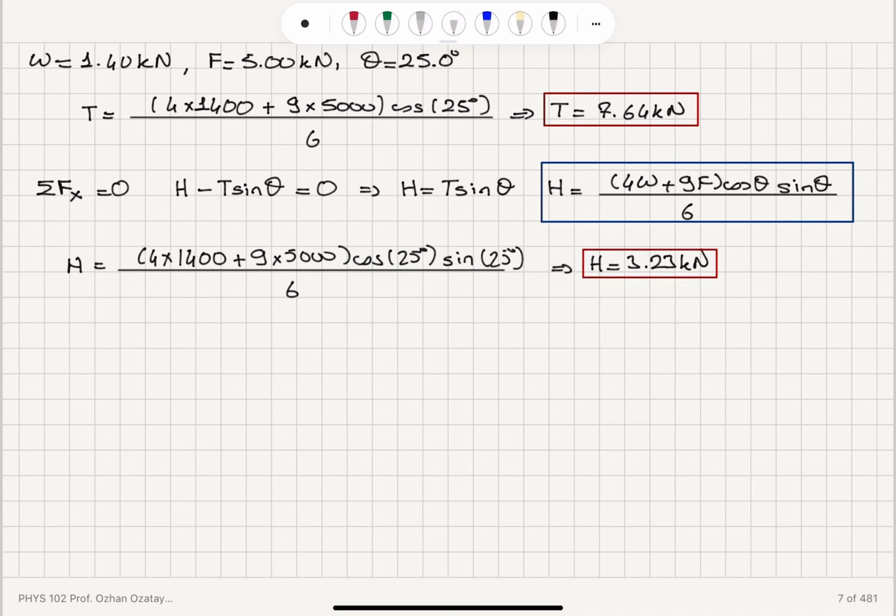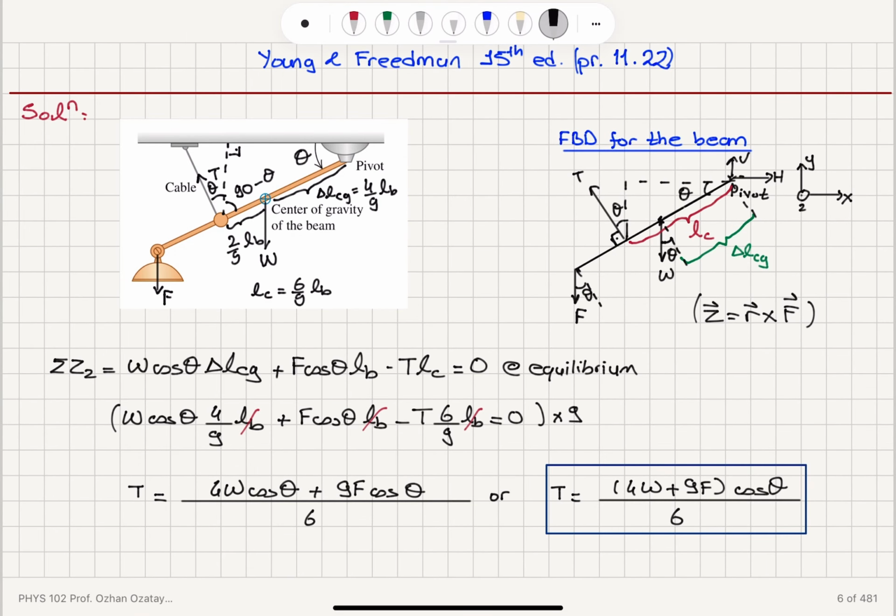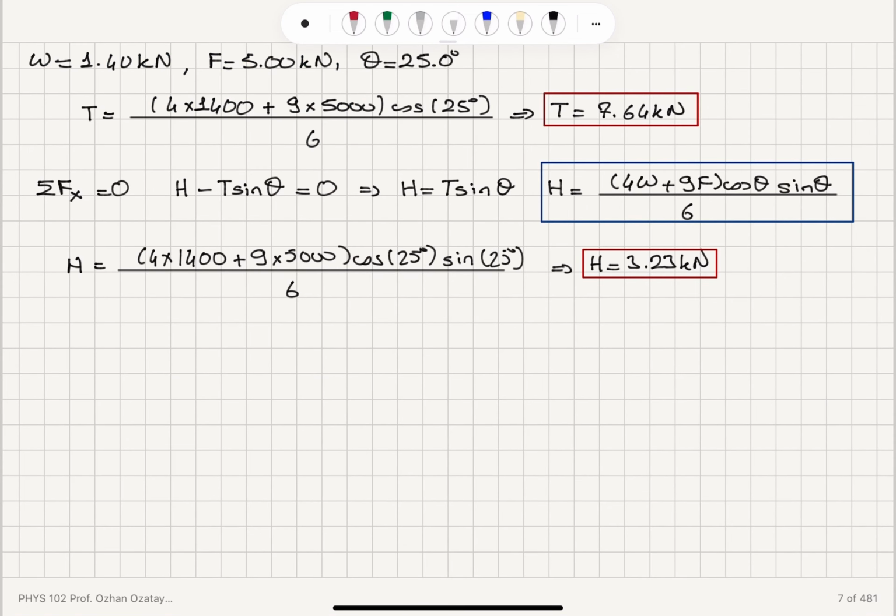Okay. What is the net force on the y-axis? Now you can see the vertical force is being balanced by the weight, the force F, and the vertical component of the tension. So the first thing I did was consider the net force on the x-axis equals 0. Now I consider the net force on the y-axis equals 0.